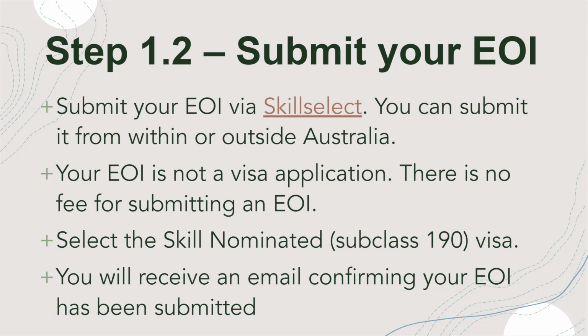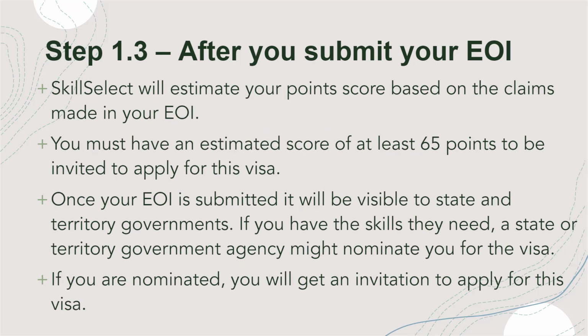Your EOI is not a visa application. There is no fee for submitting an EOI. Select the Skilled Nominated Subclass 190 visa. You will receive an email confirming your EOI has been submitted. SkillSelect will estimate your point score based on the claims made in your EOI. You must have an estimated score of at least 65 points to be invited to apply for this visa.